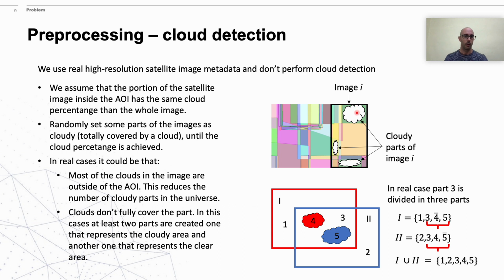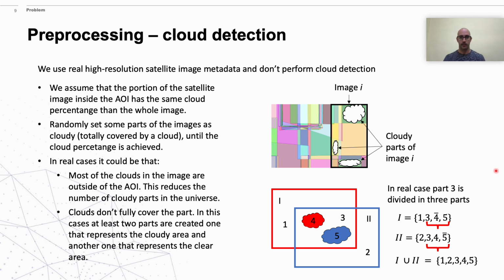We have metadata of images indicating the cloud coverage of the image. We assume that the cloud coverage percentage of the image inside the area of interest is equal to the total cloud coverage percentage of the whole image. And with this number, we start to randomly allocate the clouds inside the images by setting a part completely cloudy until we reach this cloud coverage number.